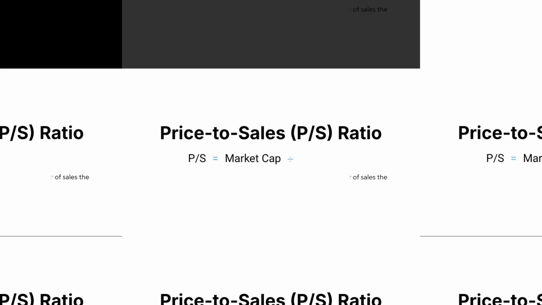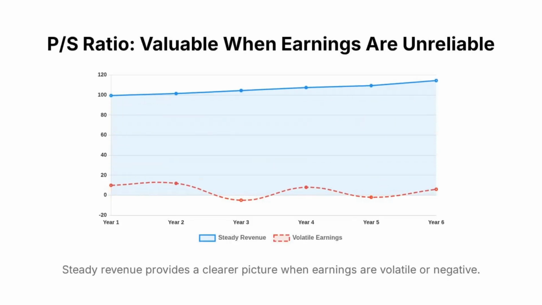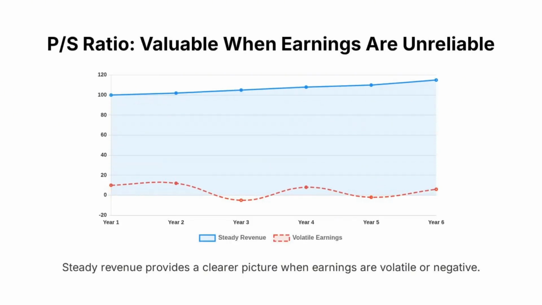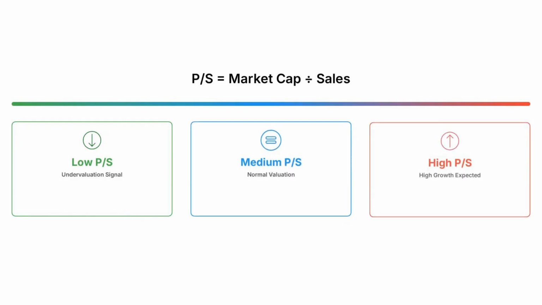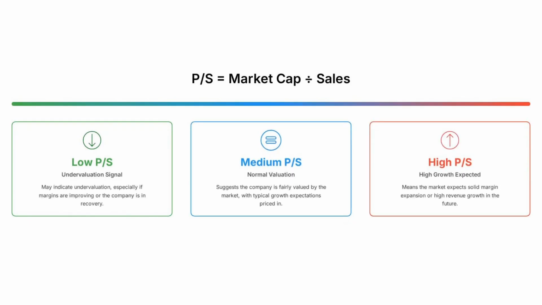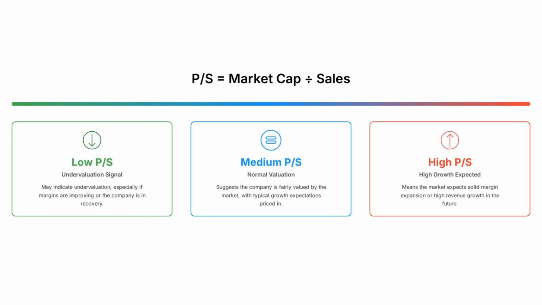The price to sales ratio tells you how much investors are paying for every rupee or dollar of sales the company makes. It becomes very useful when earnings are inconsistent, negative, or temporarily depressed, but revenue remains steady. A low P to S ratio may indicate undervaluation, especially if profit margins are improving or if the company is recovering from a difficult period. A medium P to S ratio suggests normal valuation. A high P to S ratio means the market expects solid margin expansion or high growth.